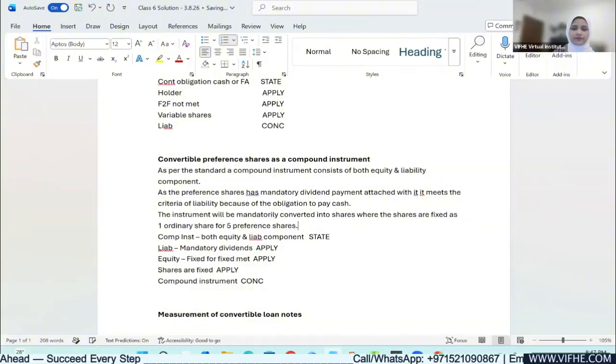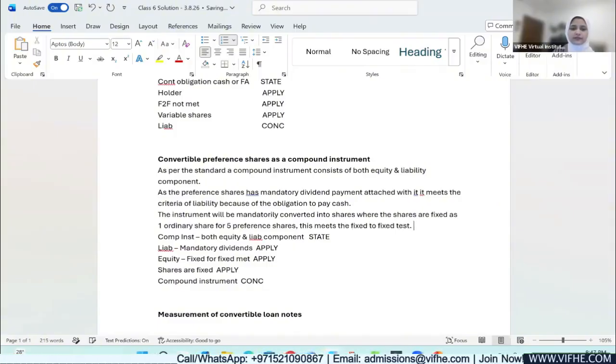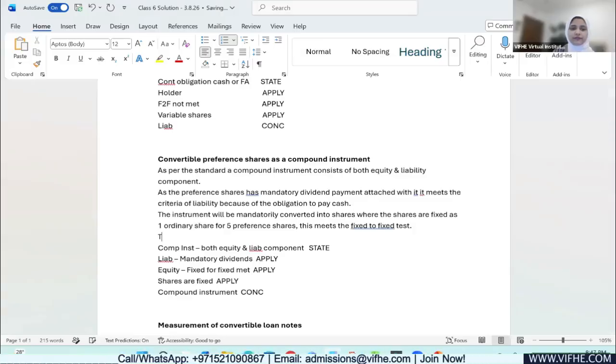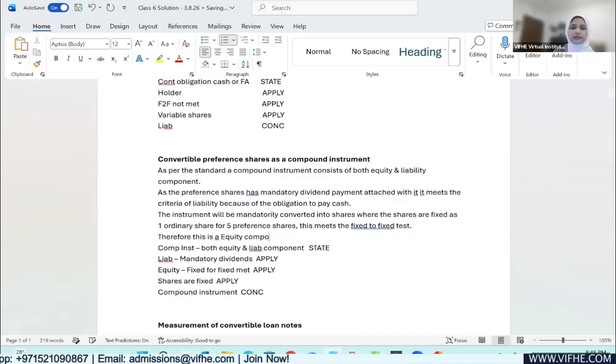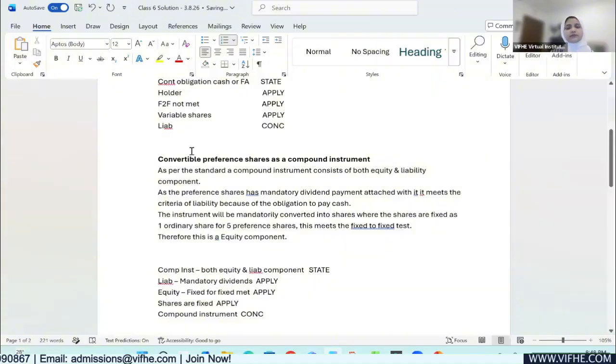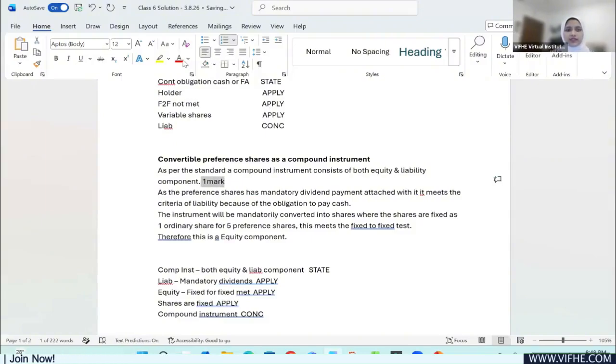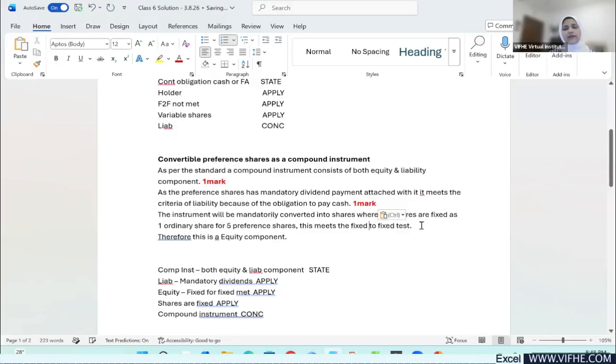This meets the fixed to fixed test. Therefore, this is an equity component. So this is worth a full 1 mark because I'm giving one definition which is directly relevant for the scenario, the mandatory and the equity point. Okay.